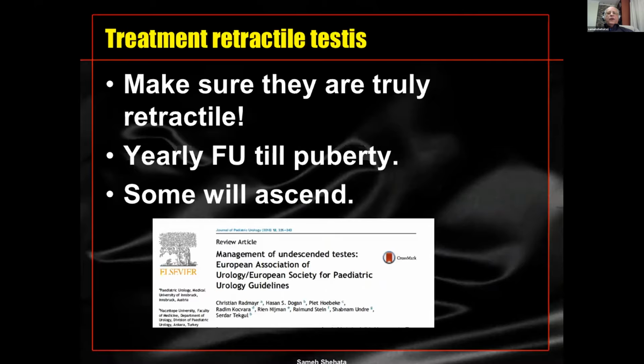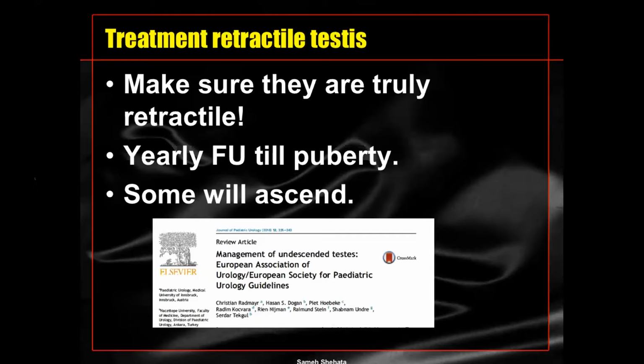What we need to do for the retractile testis is first make sure that it is truly retractile, because some supposedly retractile testes prove later on to be low-lying undescended testes, or even a perineal ectopic testis very near to the scrotum can be mistaken in a young child for a retractile testis. So careful examination is needed. Sometimes it is not easy, by the way.